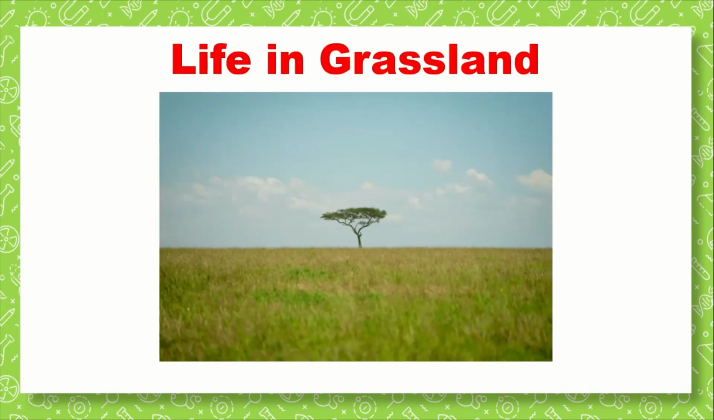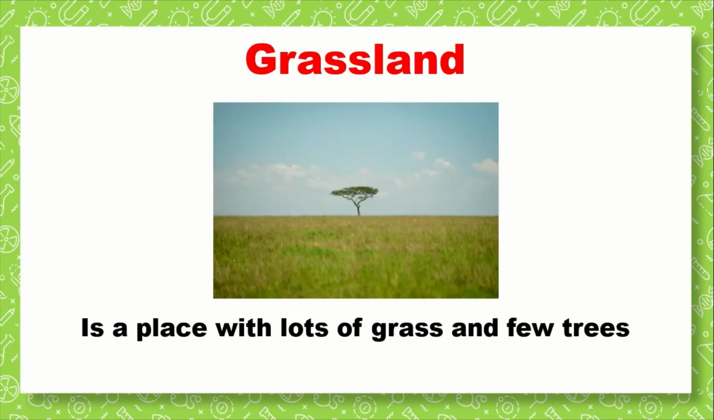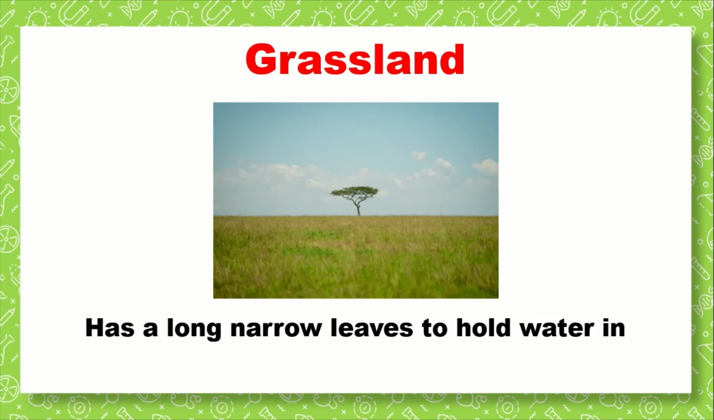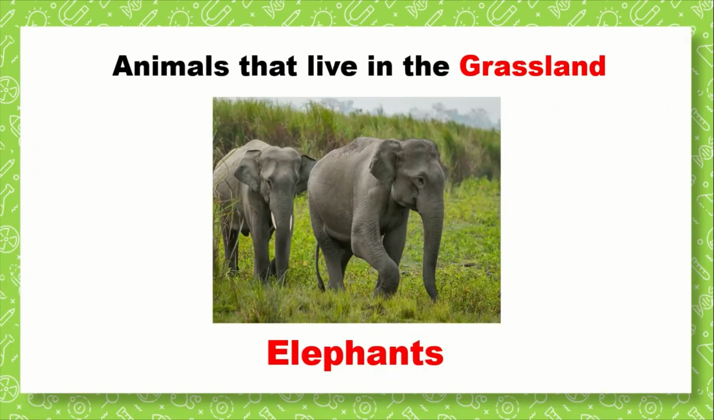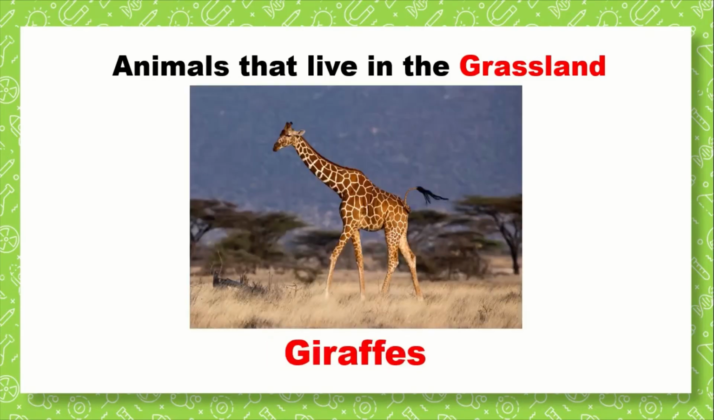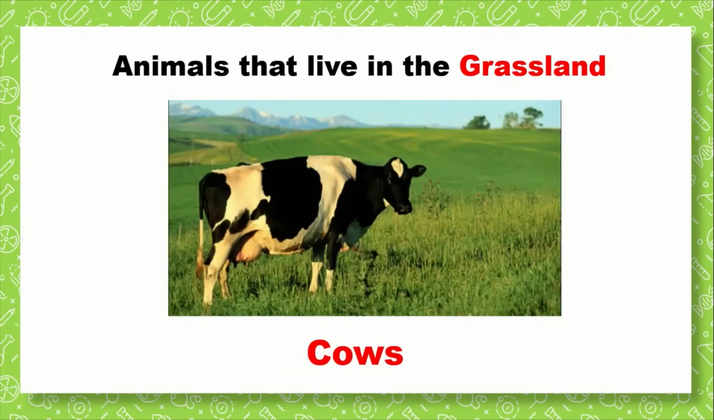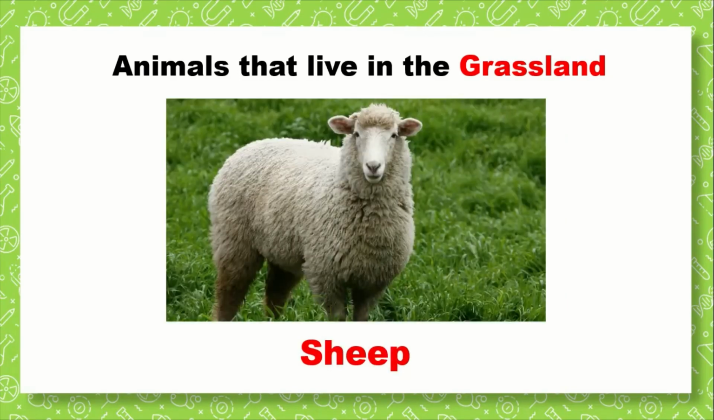Finally, we have life in grassland. Grassland is a place with lots of grass and few trees. The grass has long, narrow leaves to hold the water in. Animals that live in the grassland are lions, elephants, giraffes, cows, and sheep.